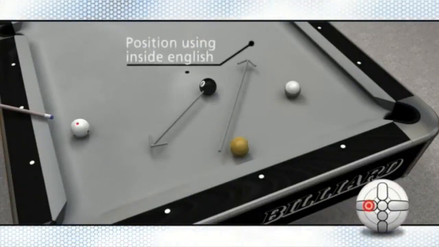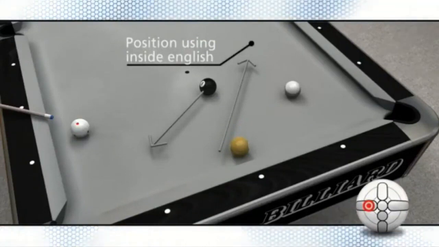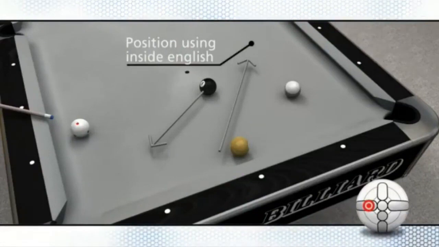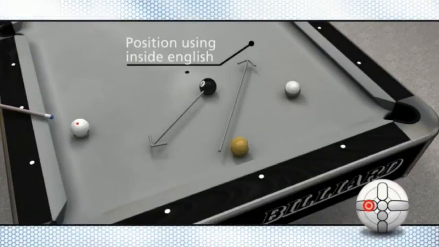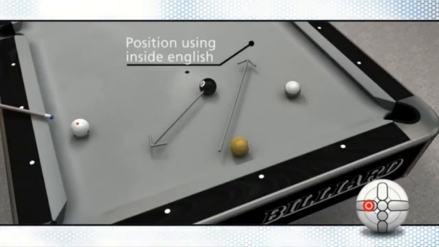By striking the cue ball on its left side, the cue ball will roll out past the 8 ball. This allows the 8 ball to be pocketed in the near corner, in the process avoiding any complications that would have been presented by the combination shot. The 8 ball and 9 ball are now easy targets.